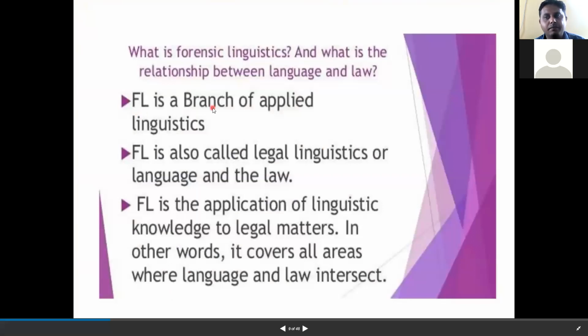Then FL, that is forensic linguistics, is a branch of applied linguistics, as I told you earlier. FL is also called legal linguistics or language and the law. FL is the application of linguistic knowledge to legal matters. So linguistic knowledge plus legal matters. In other words, it covers all areas where language and law intersect.